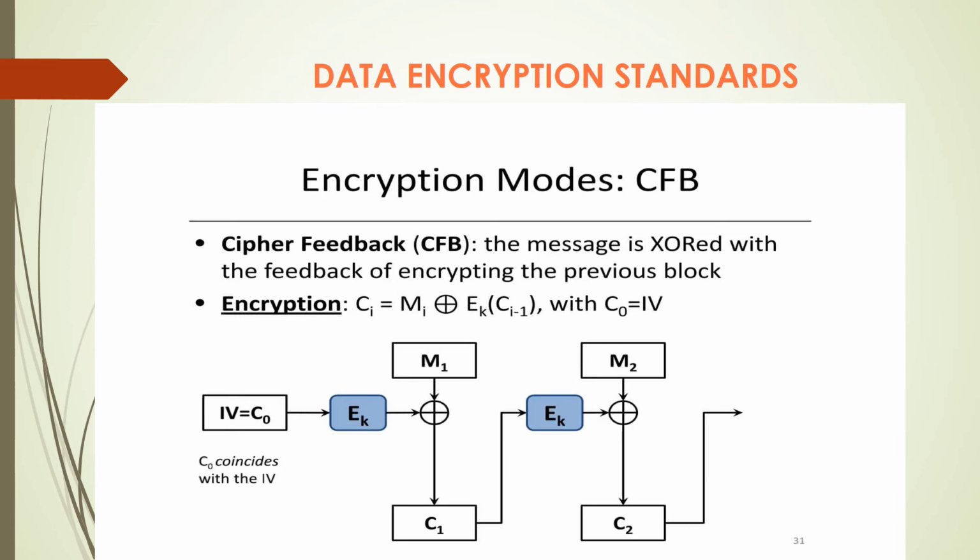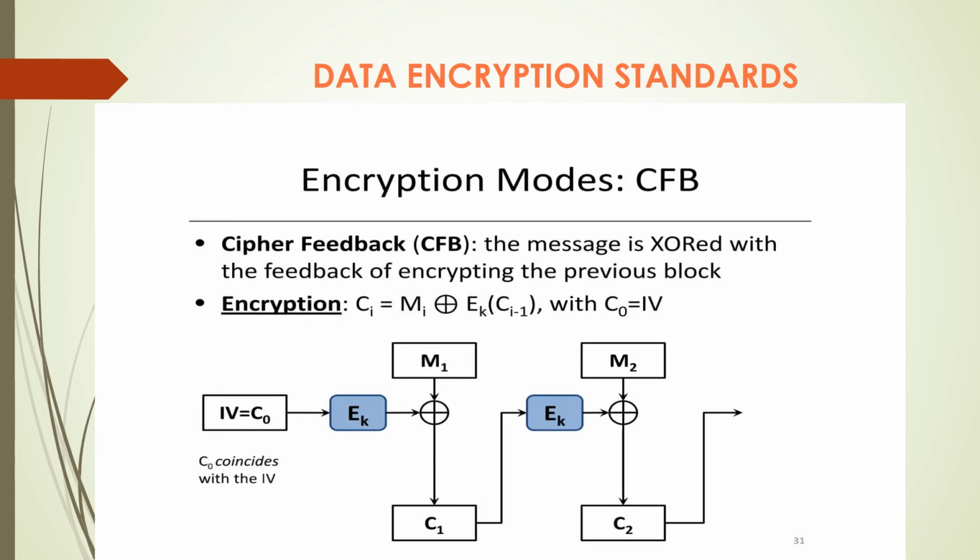Instead of encrypting the plain text, here in the first block, the initialization vector is encrypted by using the key. Then the result from the encryption algorithm will be XORed with the first plain text block. Then the output will be the ciphertext block 1. This will be given as input to the second encryption algorithm.